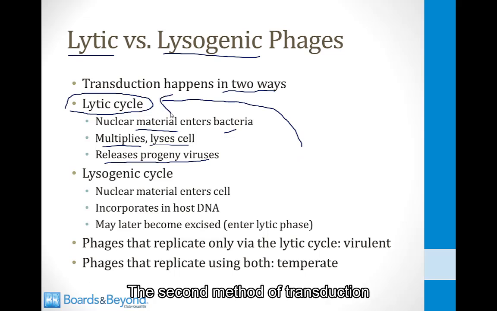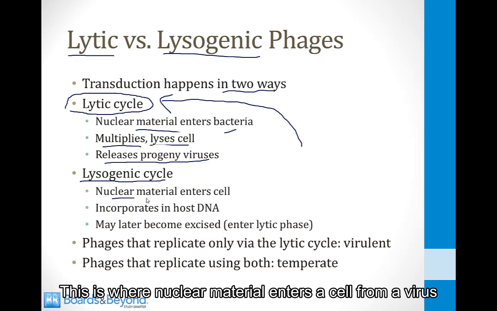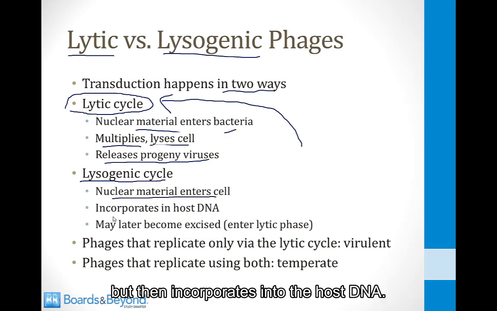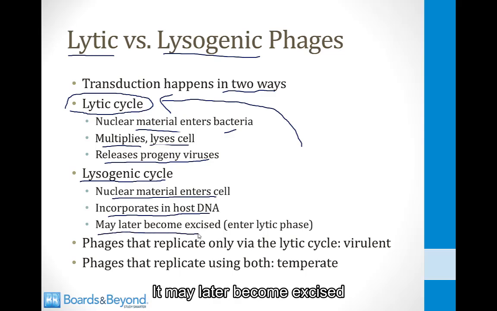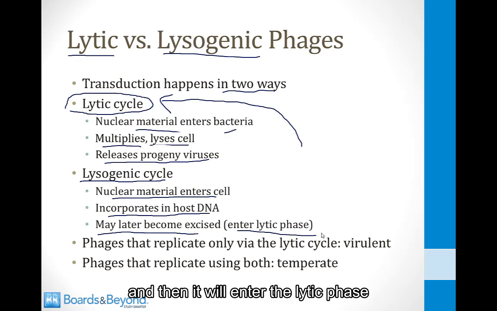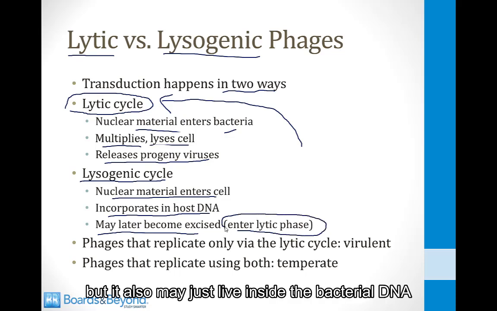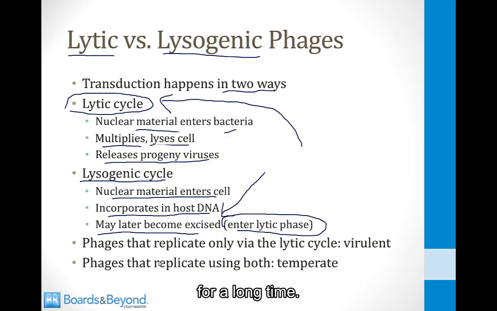The second method of transduction is called the lysogenic cycle. This is where nuclear material enters a cell from a virus but then incorporates into the host DNA. It may later become excised and then it will enter the lytic phase and it can kill that bacteria, but it also may just live inside the bacterial DNA for a long time.